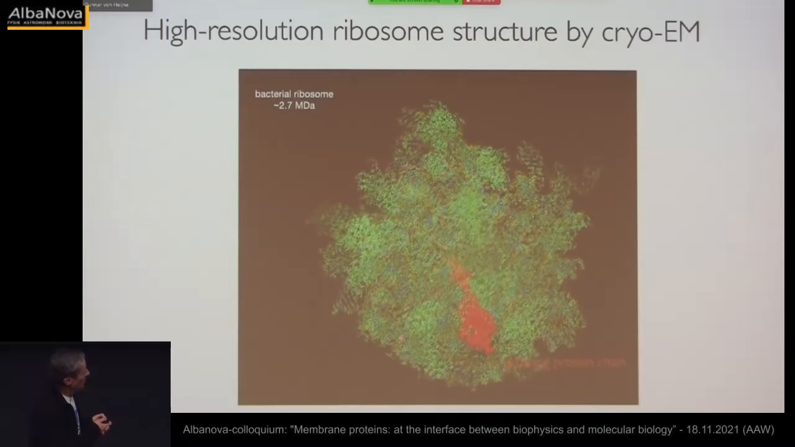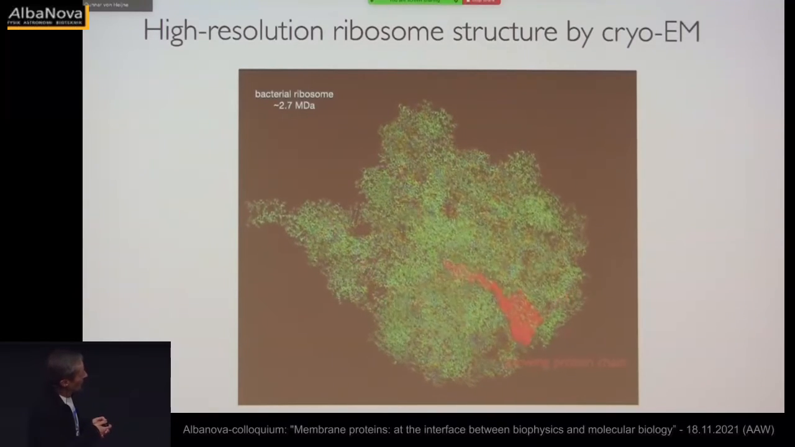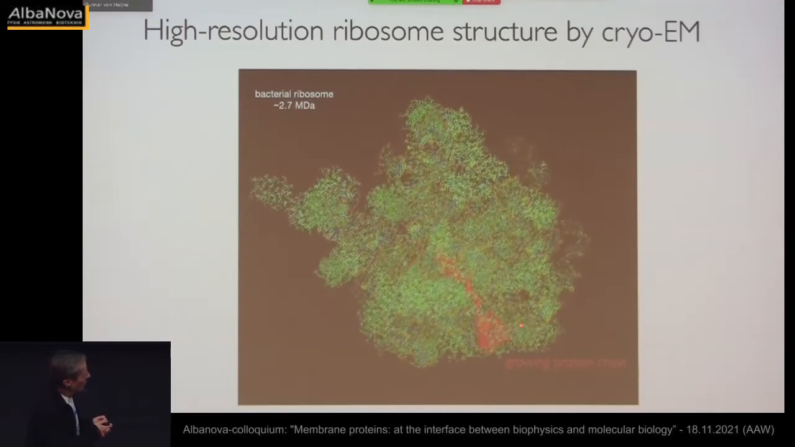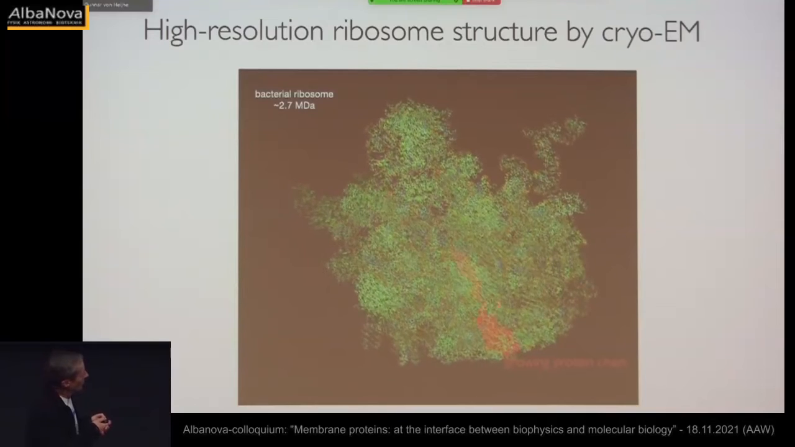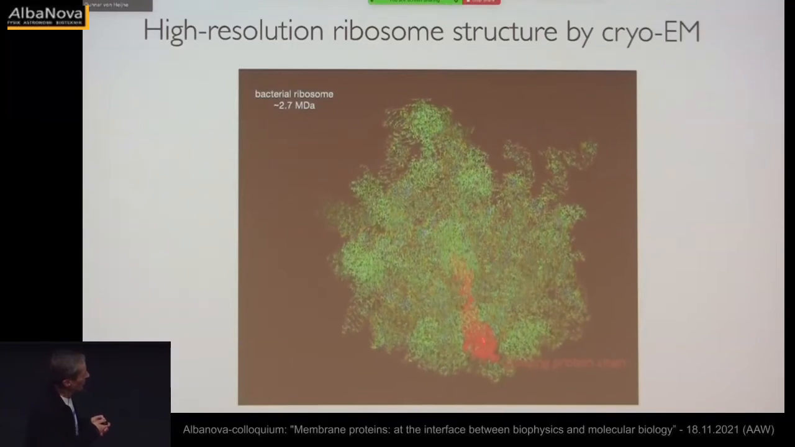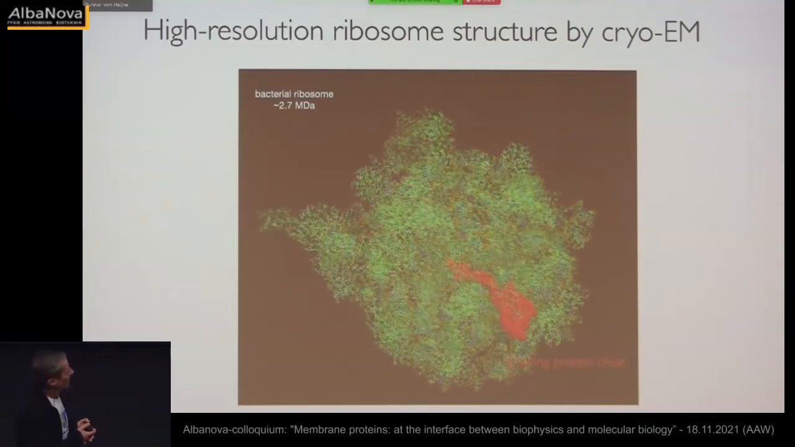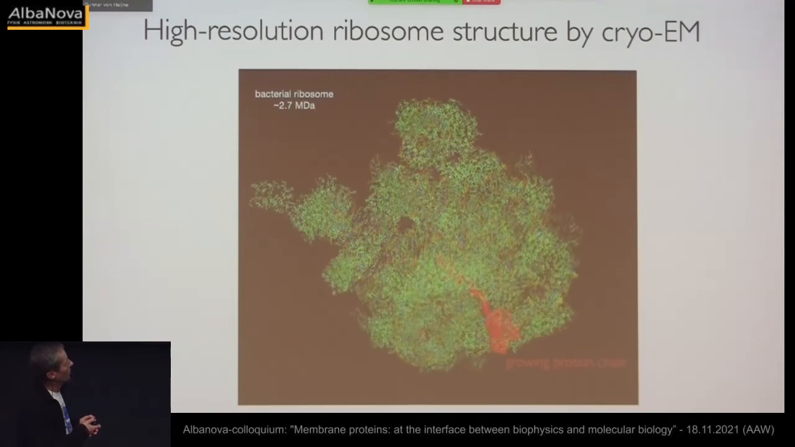So this is experimental data, all of it. Even this nascent polypeptide chain was trapped inside the ribosome to get the structure. And you can even see that the protein starts to fold a little bit down here. So here it's just a linear polypeptide chain, but down here it started to fold. So here is where the tunnel ends, basically.